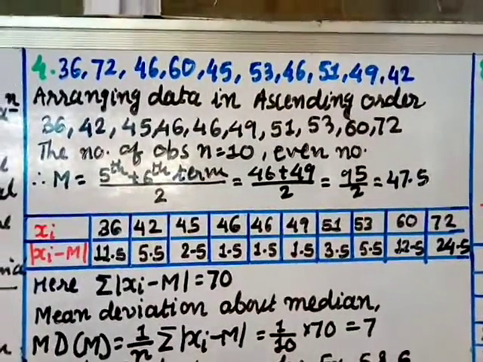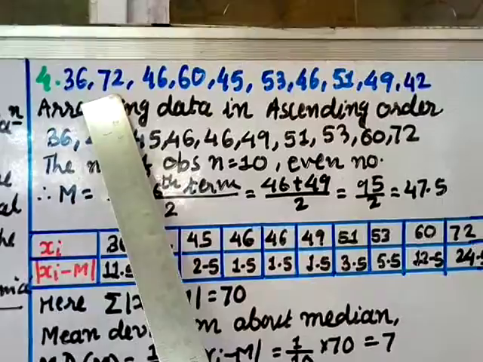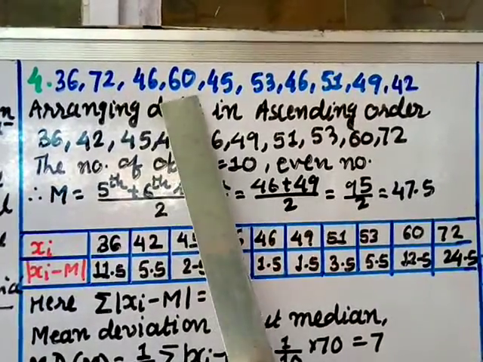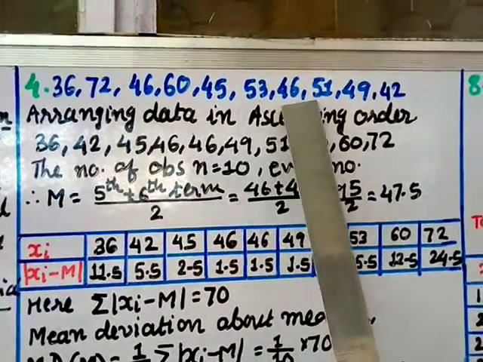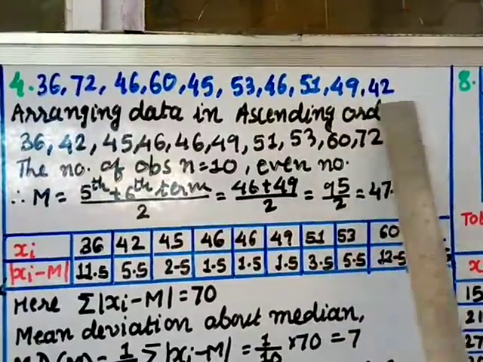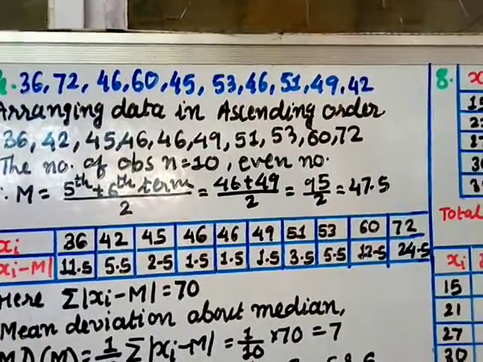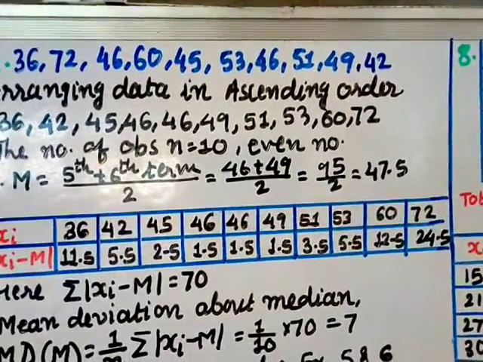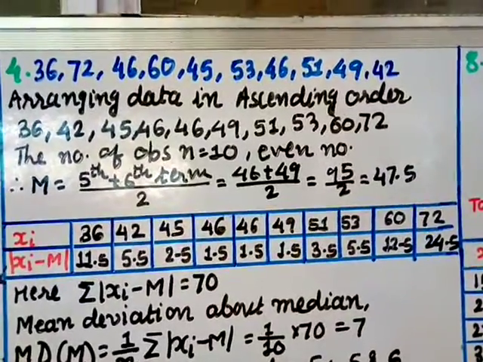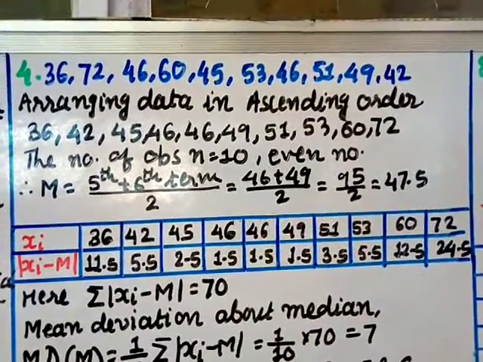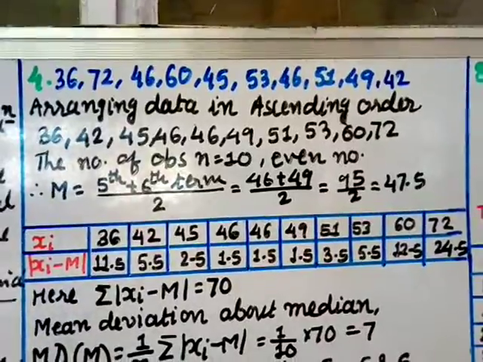Question number 4, the data is given to you: 36, 72, 46, 60, 45, 53, 46, 51, 49, 42. Here also you have to find the mean deviation about the median. Therefore you have to arrange in either ascending order or descending order. So arrange in ascending order here. So start with the small value.